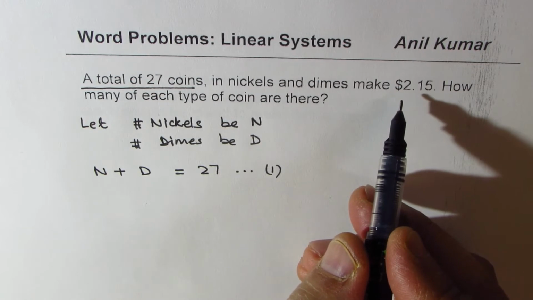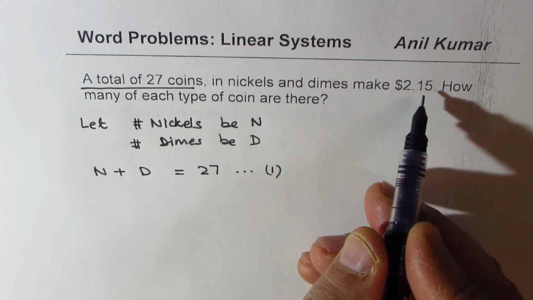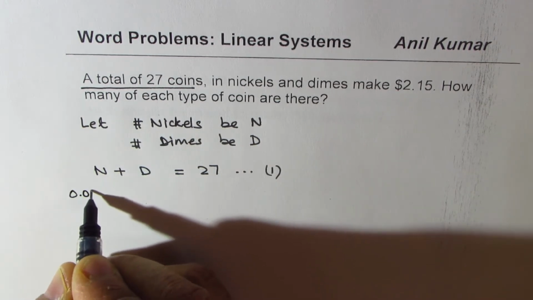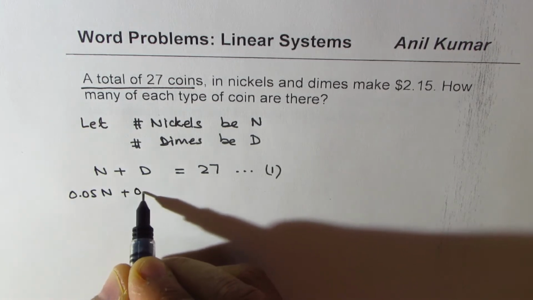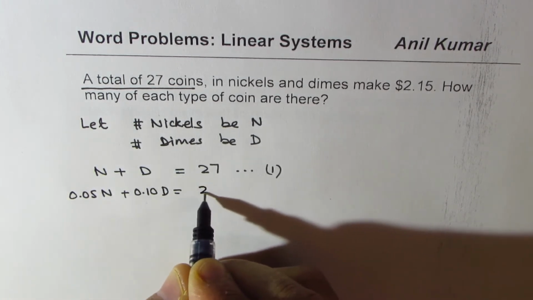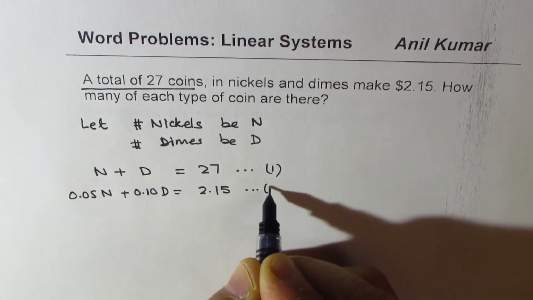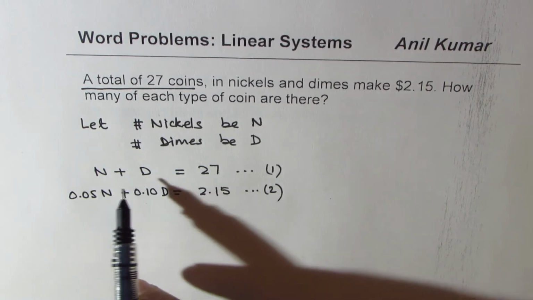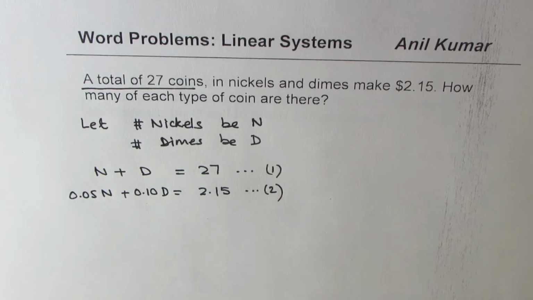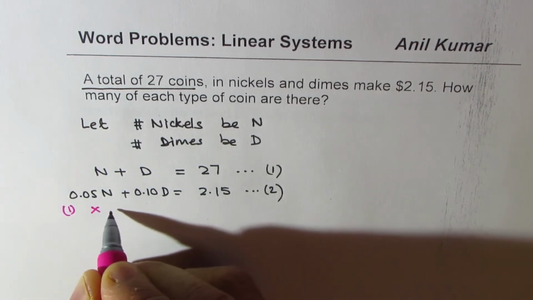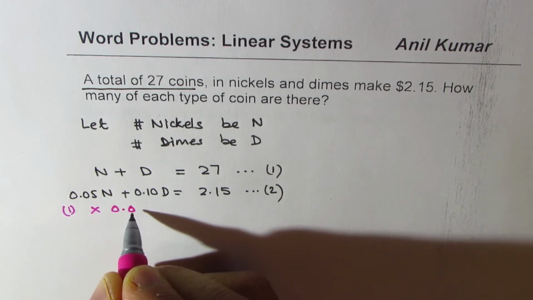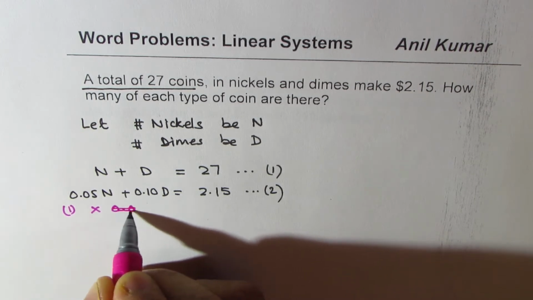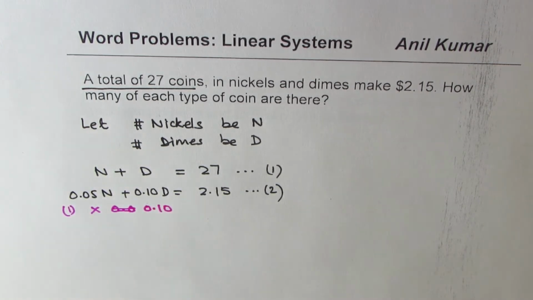And second is the dollar value. Total dollar value is $2.15. Nickel is how much? Nickel is 5 cents, correct? So we get 0.05 times nickels plus dimes is 10 cents. And total amount should be 2.15. We get a second equation. Got it? Now, we could just multiply the first equation by 0.1. So we'll times equation 1 by 0.10. That is simpler, right?